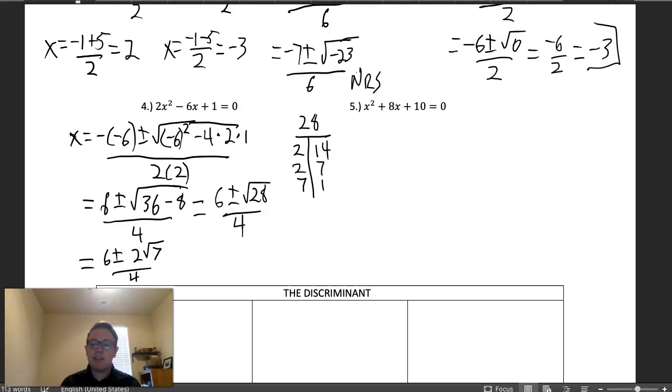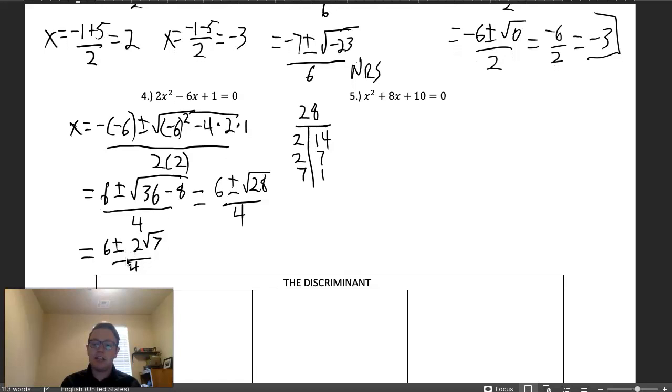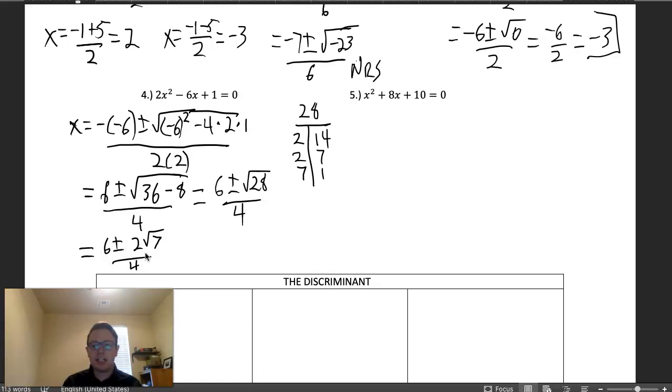Now because we have the radical here, we can't really simplify this. What we can do is we can pull out a 2 from everything on the top and divide that by the bottom. So if we factor out a 2, we get 2 over 4 times 6 divided by 2 is 3 plus or minus root 7. So our answer is going to be 1/2 times 3 plus or minus root 7, or 3 plus or minus root 7 over 2.